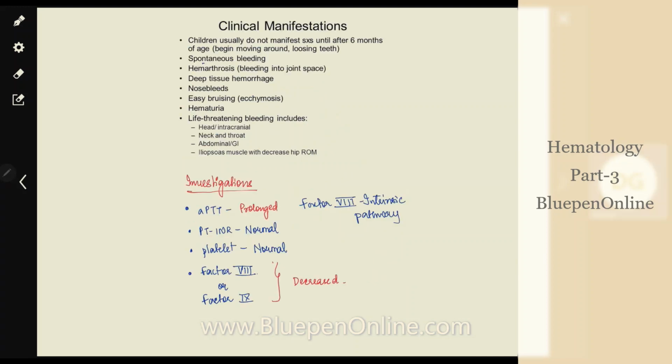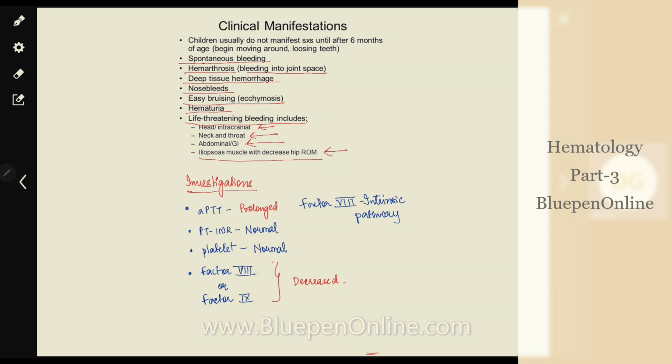Clinical manifestations of hemophilia are usually noticed when the children, after the age of 6 months, begin moving around and losing teeth. These children have spontaneous bleeding, hemarthrosis, that is bleeding into joints, deep tissue hemorrhage, nosebleeds, easy bruising, hematuria, and life-threatening bleeding like CNS bleeding, neck and throat bleeding, abdominal bleeding, and iliopsoas bleeding, causing restriction of movement at the hip.